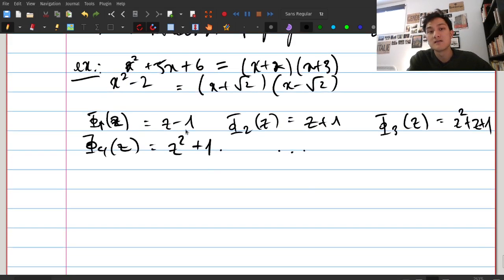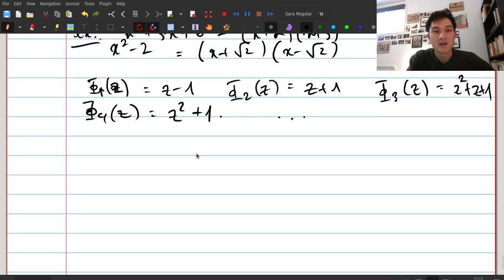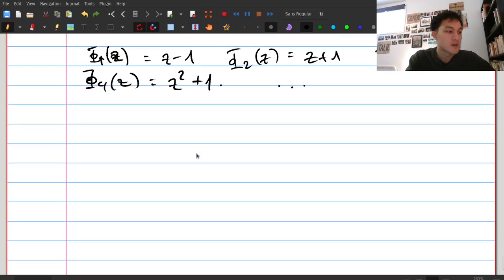If you look at these, the linear ones are obviously irreducible. You can stare at these and figure out that, for example, the fourth cyclotomic polynomial is irreducible because its roots are plus minus i, right? And yeah. Okay.